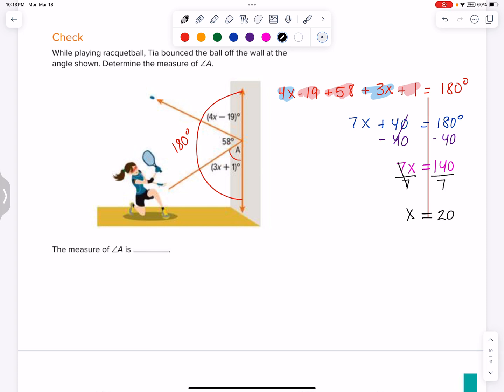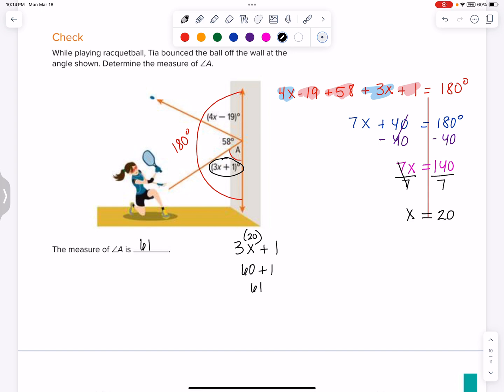They want the entire A. Okay. So this is what A is. So if A is 3x plus 1, let's go ahead and plug in 20 for x. So 20 times 3, 2, 4, 6 is 60, plus 1 is 61. So angle A is 61 degrees.